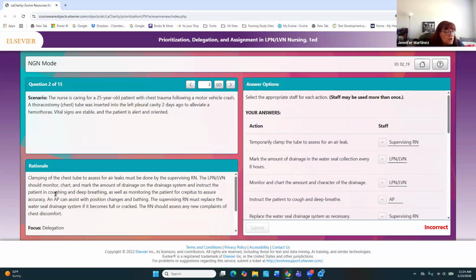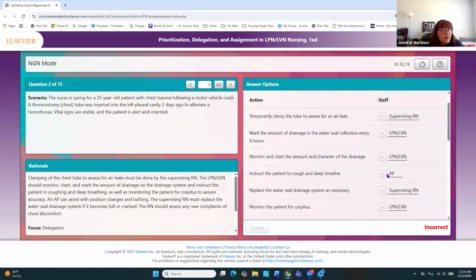The LPN should monitor, chart, and mark the amount of drainage on the drainage system and instruct the patient in coughing and deep breathing, as well as monitoring the patient for crepitus to assure accuracy. An assistive personnel can assist with position changes and bathing. The supervising RN must replace the water seal drainage system if it becomes full or cracked, and the RN should assess any new complaints of chest discomfort. So the coughing and deep breathing was the one that we did incorrectly. This one needed to be the LPN.